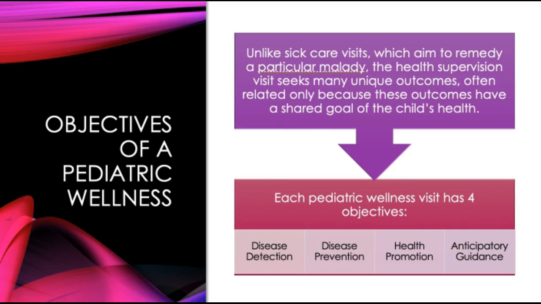When you first see a child for a pediatric wellness visit, there are objectives that need to be met at each visit. Those typically are disease detection, disease prevention, health promotion, and anticipatory guidance. So if you keep those in the back of your mind, no matter what visit you're seeing a child at, whether it be their 6-month checkup or their 16-year-old checkup, these should be the objectives you're trying to meet at each of those visits.